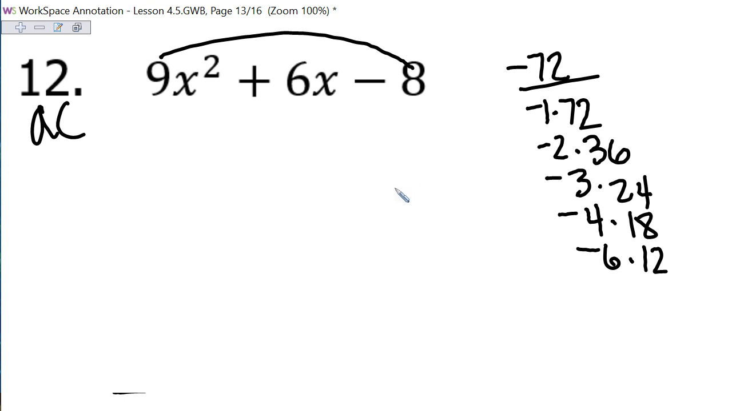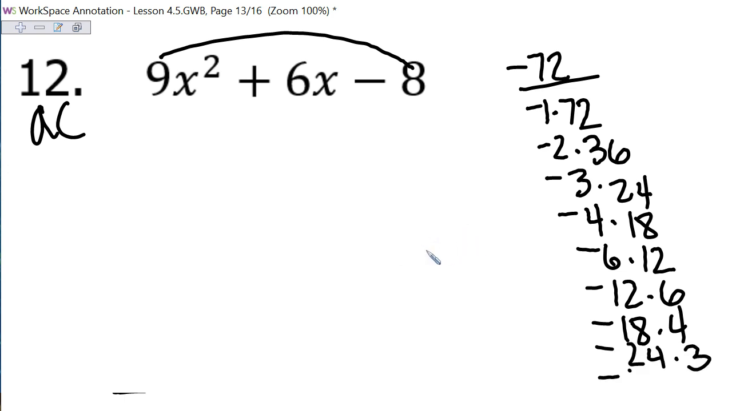Go ahead and start flipping them. Negative 12 times 6. Negative 18 times 4. Negative 24 times 3. Negative 36 times 2. Negative 72 times 1. What do we have to add up to? Positive 6. So in that list, which pair adds to positive 6? 12 and negative 6. This one right here.